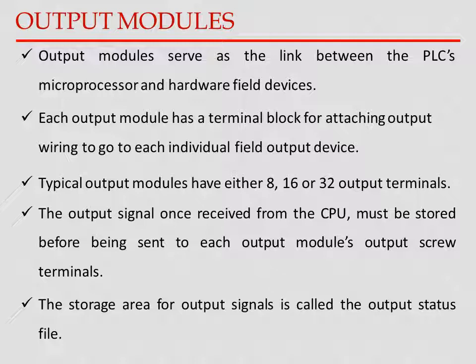Each output module has a terminal block for attaching output wiring to go to each individual field output device. Typical output modules have either 8, 16 or 32 output terminals. The output signal, once received from the CPU, must be stored before being sent to each output module's output screw terminals. The storage area for output signals is called the output status file.